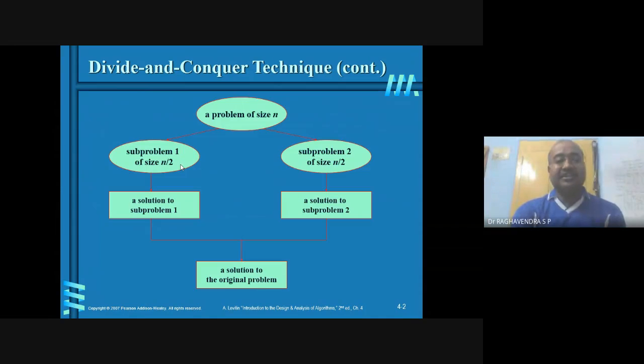This is the diagrammatic representation of divide and conquer. You have a problem of size n. You divide this problem into sub-problems. Since it is a problem of size n, if you divide it by 2, you are going to get two sub-problems, each of size n by 2. Then you find the solution for sub-problem 1, and once again for sub-problem 2. Then you combine the solutions of these two sub-problems, and you will get a solution for the original problem. So this is divide and conquer.